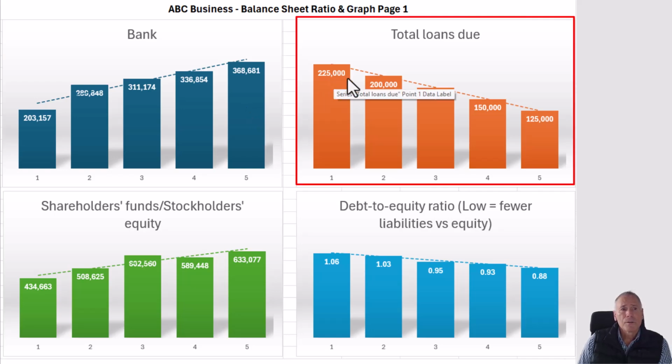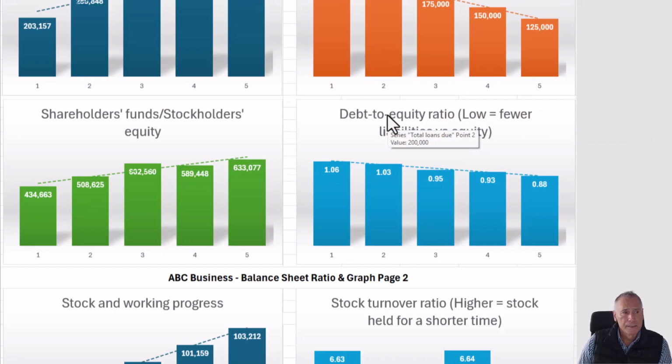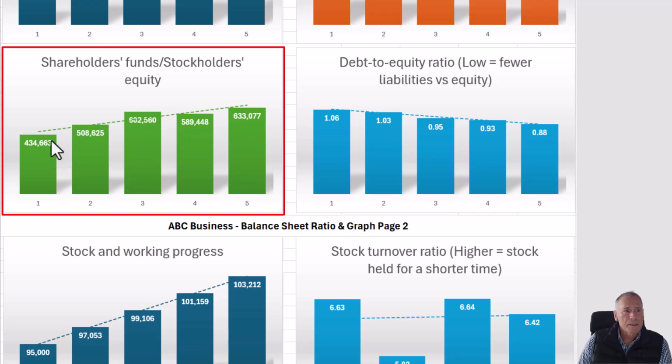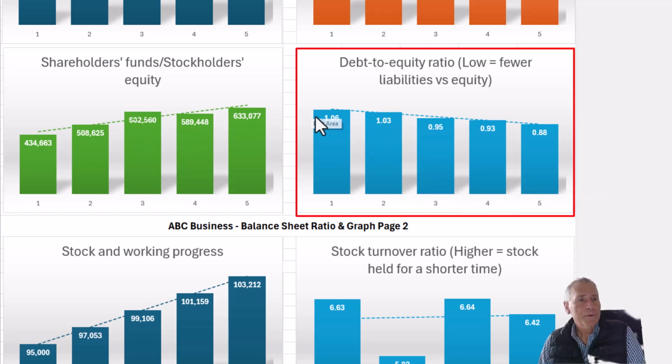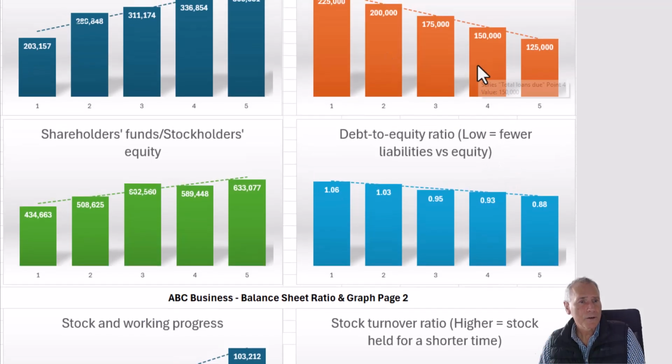Total loans due, you can see that's on a decline, which is a good sign too, that they're not heavily dependent on debt. Shareholders' funds are increasing, so it does mean that although in one of the years there was a loss, your shareholders' funds are increasing over time. Your debt to equity ratio is reducing because obviously your loans are decreasing.